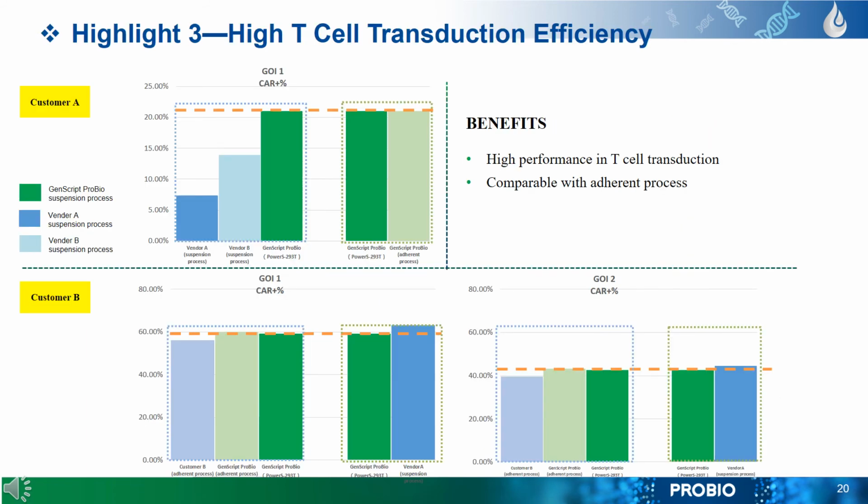I think everyone must be very concerned about the efficiency of transduction of T cells by lentivirus produced by suspension cell line. Compared with the lentivirus produced by the adherent system and by other commercial suspension systems, the lentivirus produced by our PowerS293T is more efficient to introduce genes into mature T cells.